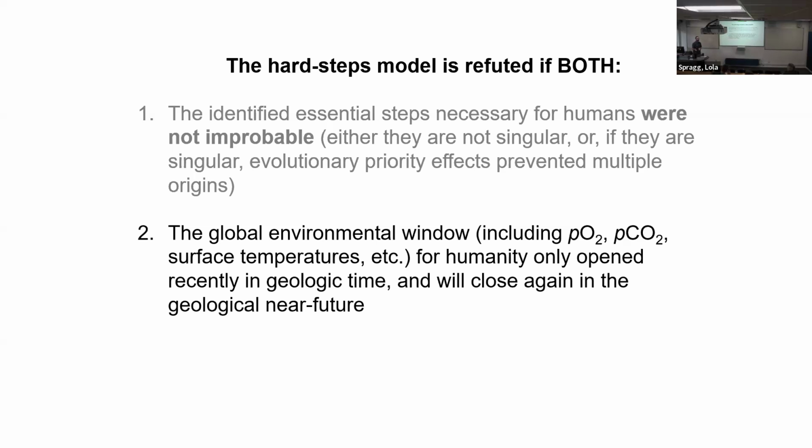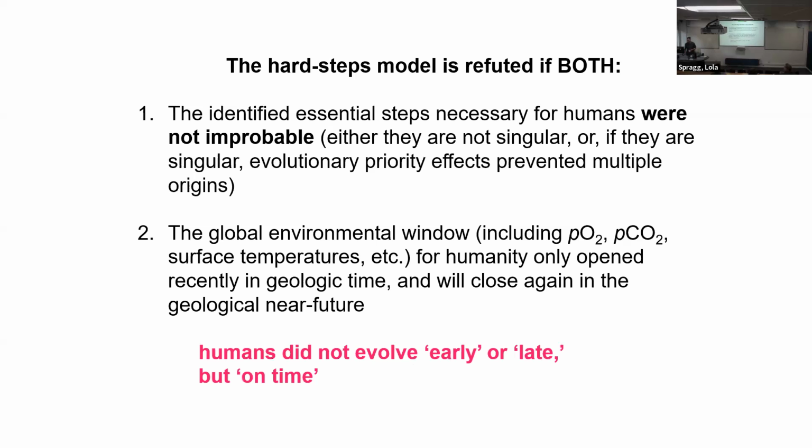For the same reason we don't find ourselves on the surface of the sun, we don't find ourselves living in the Archean or even the Proterozoic. We necessarily evolved within this very particular window in Earth history, essentially the Phanerozoic, and we couldn't have evolved earlier. And we're not going to be able to re-evolve 300 million years in the future when the biosphere is likely going to be extinct. So when you look at it like this, humans did not evolve early or late, but on time, exactly when you would expect them to evolve in this alternative worldview.